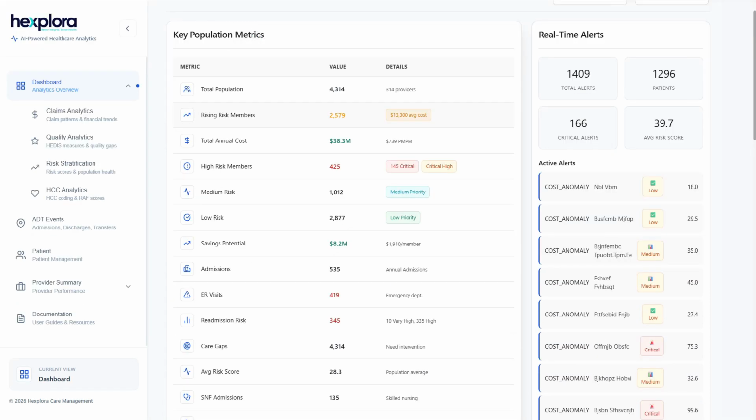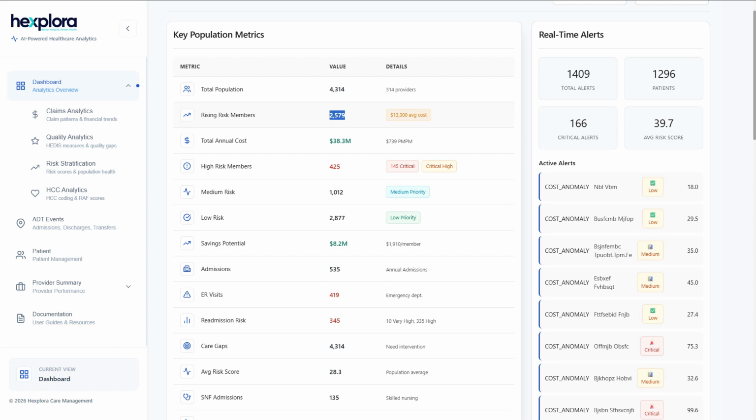The middle panel shows key population metrics, but these aren't just simple counts. Each metric incorporates AI-driven risk stratification. 4,314 total members, but more importantly, 2,579 rising risk members. The AI identifies these patients by analyzing multiple factors in Snowflake: RAF score increases over previous year, cost growth ratio exceeding 1.3 times, ER utilization spikes.